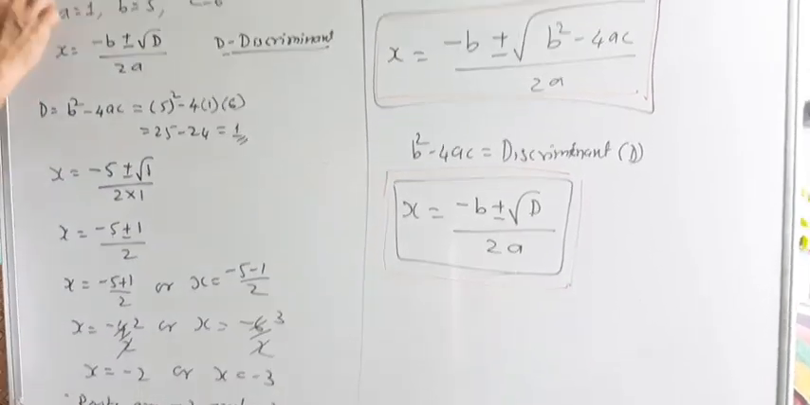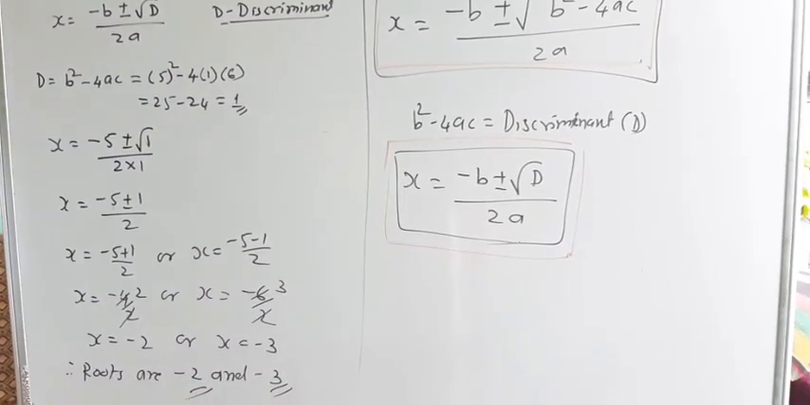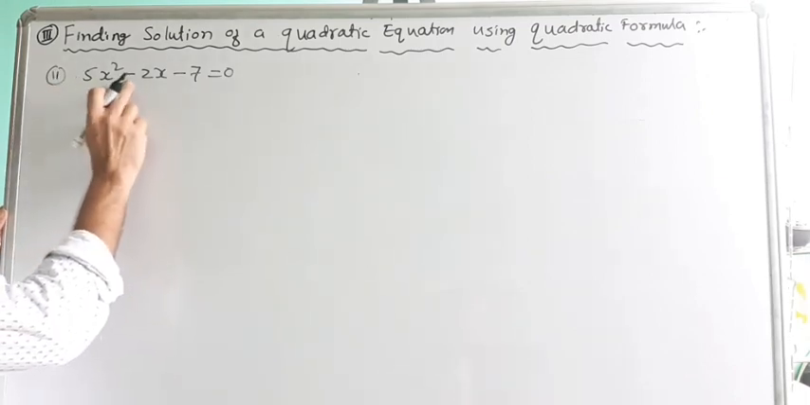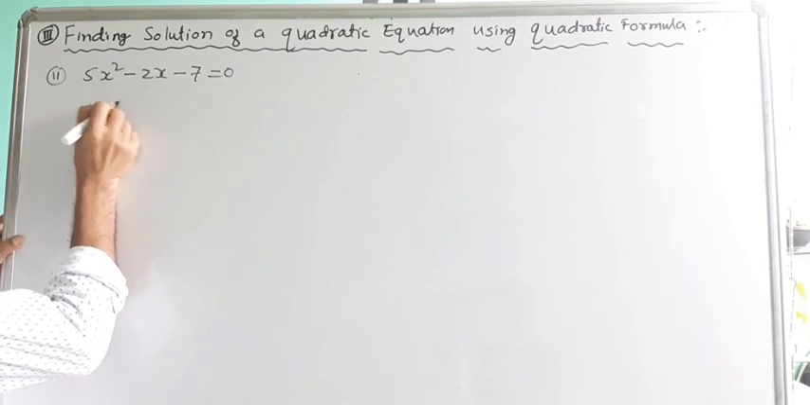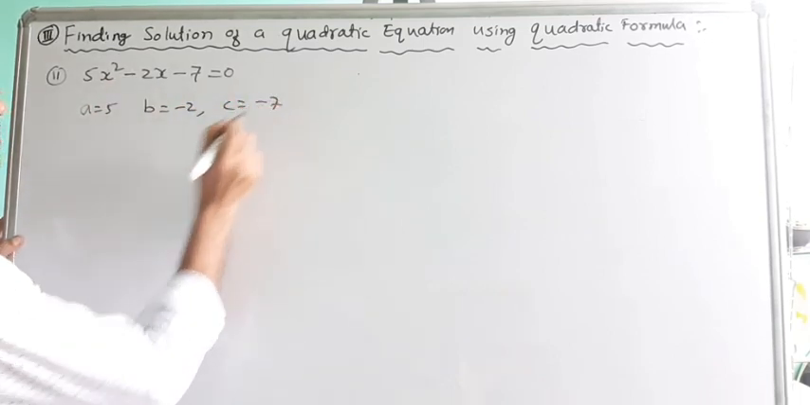When we solved this problem with the completing square method, we got the same roots, and here also we got the same roots. Okay, we'll solve one more problem: 5x square minus 2x minus 7 is equal to 0. Here what is the value of a? a is equal to 5, b is equal to minus 2, c is equal to minus 7.